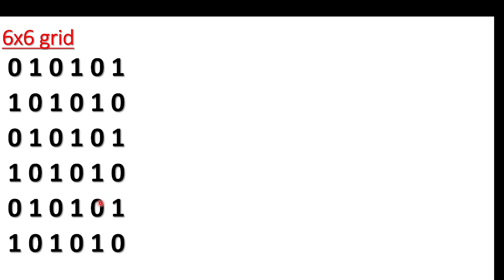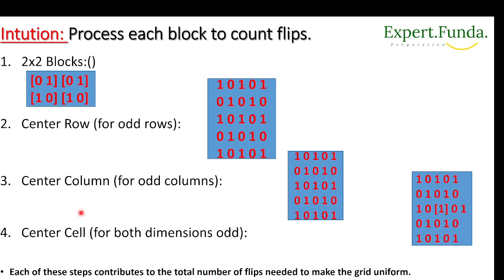Okay, so let's consider a 6 cross 6 grid. How should the values be? You can observe the first part of the grid is 0 1 1 0. After 1 there is 0, after that 1, like that we make it alternate so that it becomes a palindrome easily. So what is the intuition we have to develop for this problem?